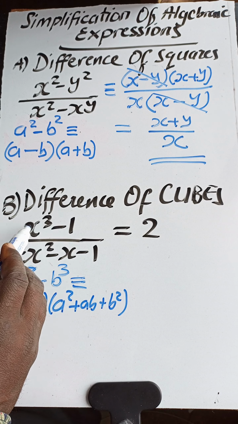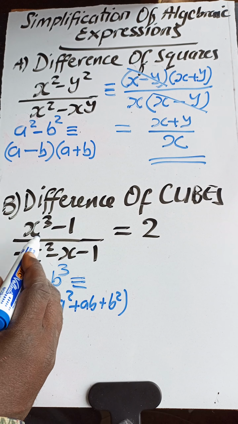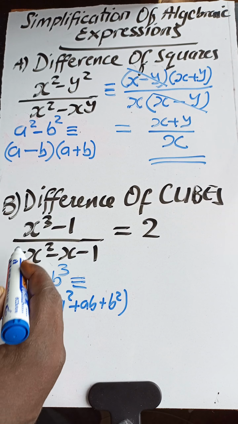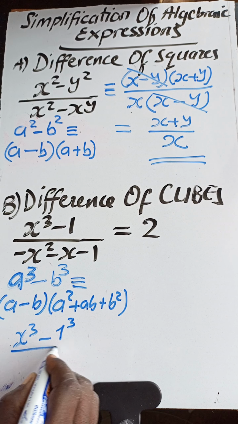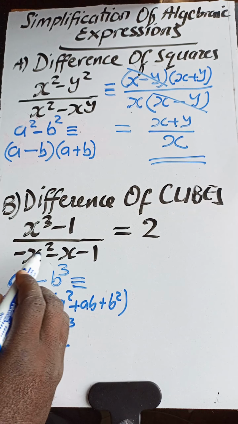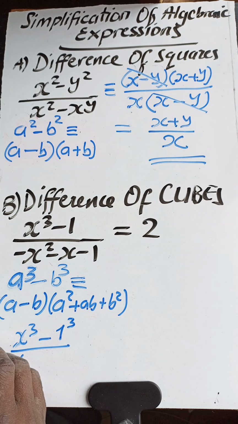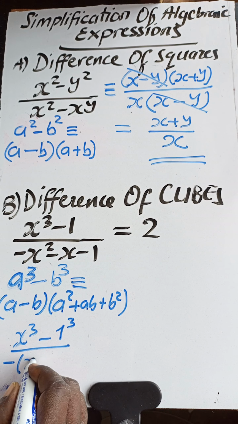Again, when we look at the numerator here, it is actually a difference of cubes because we can rewrite it as x cubed minus 1 cubed all over negative. Look at the denominator here. Each term here is multiplied by the negative sign. So negative can be removed outside, and then we have negative into x squared plus x plus 1.